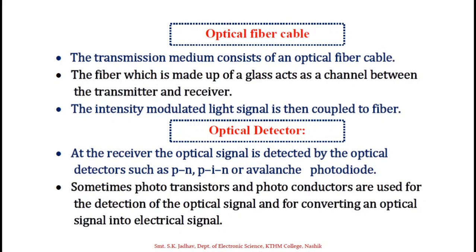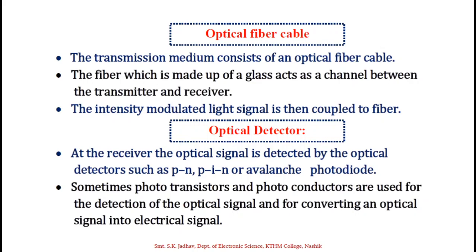Then the next component is optical detector. At the receiver, the optical signal is detected by the optical detectors such as PN detector, PIN detector, or avalanche photodiode. Sometimes phototransistors and photoconductors are also used for the detection of the optical signal and for converting an optical signal into electrical signal.